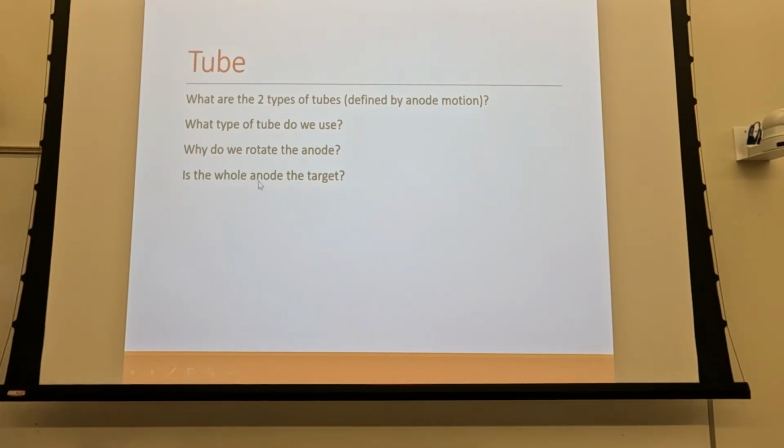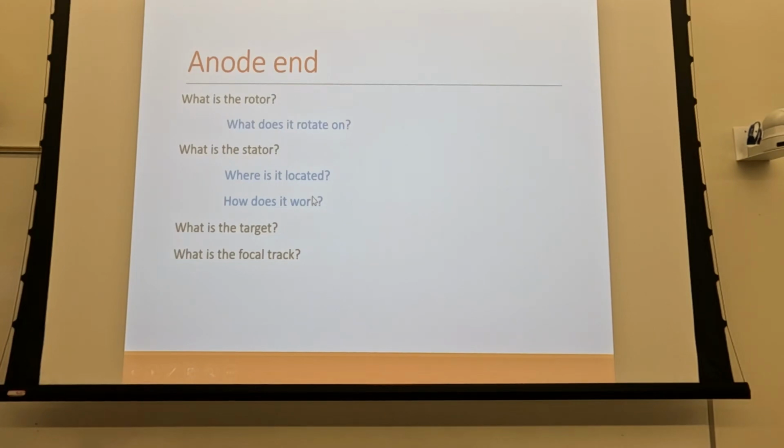So we talked about the components of the anode end of the X-ray tube. We talked about the components of the cathode end. So the anode end, we've got the rotor, and that's everything that rotates. And then we've got the stator, and that's the part that's outside of the X-ray tube. That will be your electromagnets on the outside of the tube, but inside of the protective housing. The target is the specific area of bombardment on the disc itself.